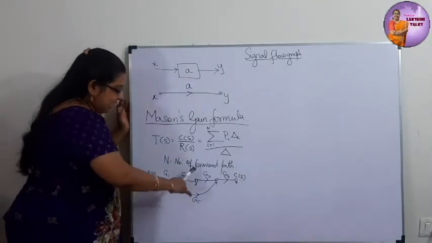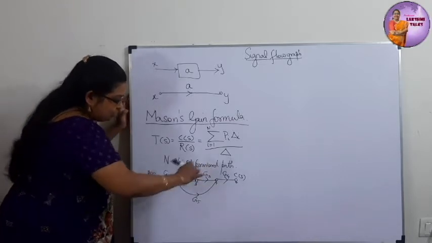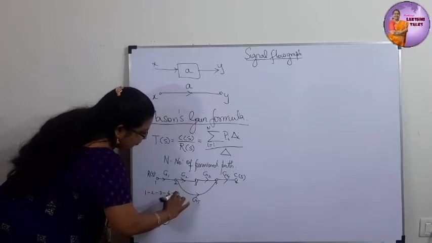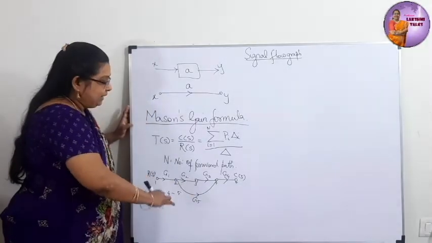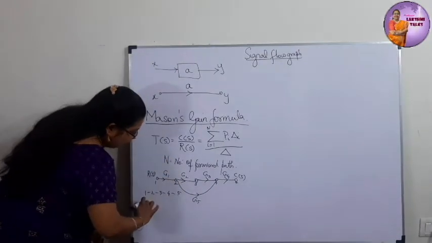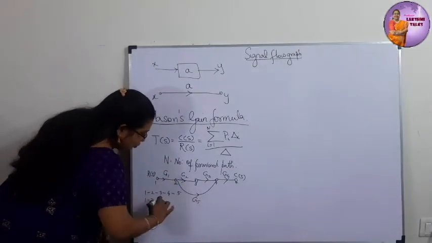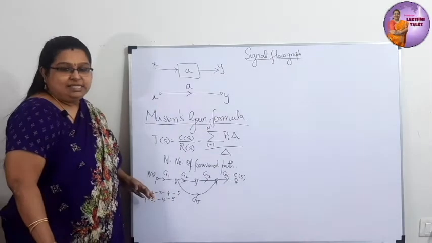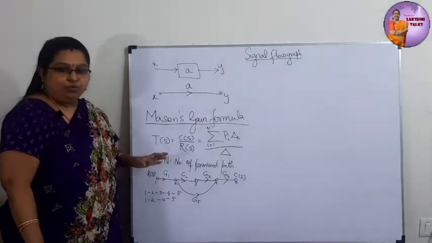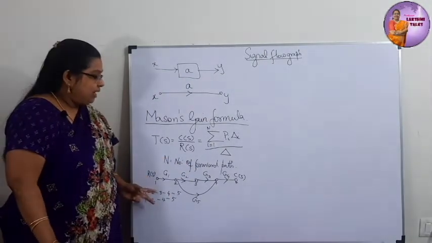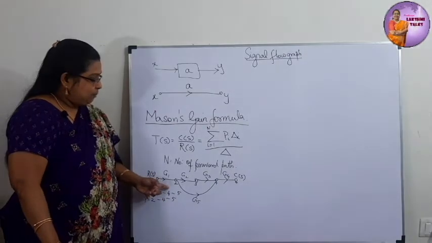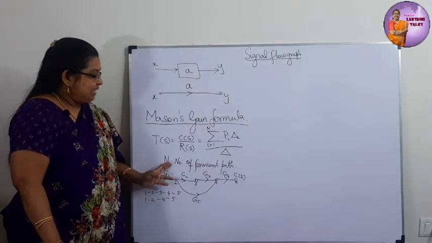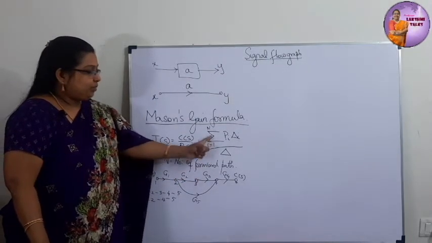If we track these arrows, we can go via two routes. How? 1 to 2, then 2 to 3, then 3 to 4 and 4 to 5. This is one path. What is the other path? We can go from 1 to 2, then 2 to 4, then 4 to 5. Is there any other means of going from 1 to 5? No. So there are two forward paths, and in this problem the number of forward paths is 2. So N is the number of forward paths.